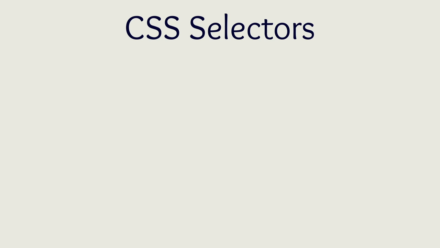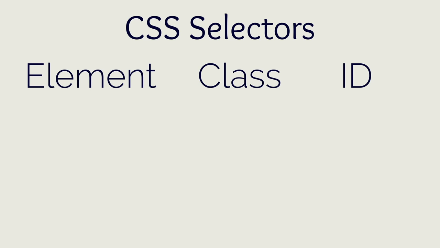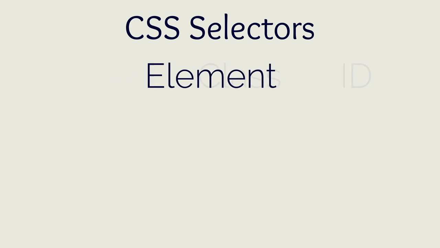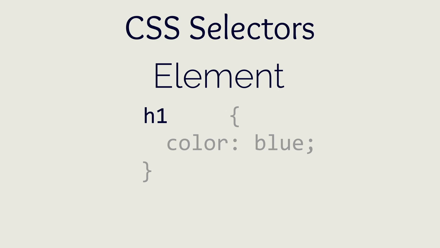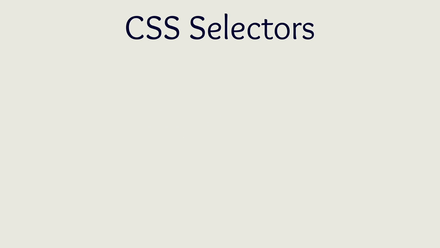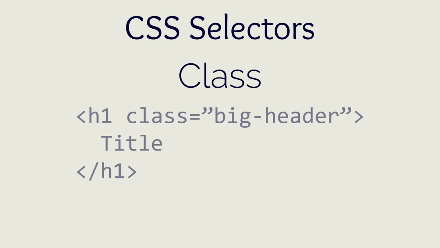CSS contains many different types of selectors, but the main selectors are element, class, and ID selectors. We've already seen the element selector in the previous example of turning all H1s blue. Any HTML element can be used as a selector, and the styles defined for that selector will apply to all HTML elements of that type. By far the most common and useful selector is the class selector. The class selector lets you select HTML elements based on their class attribute.